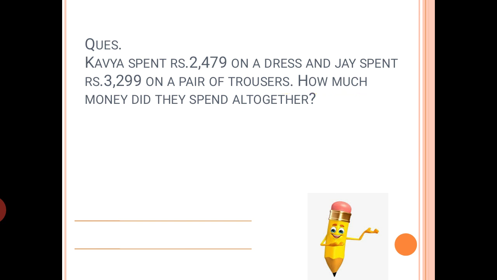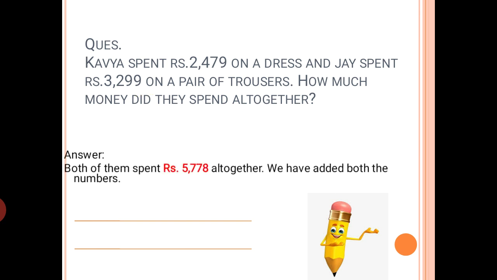So students, what you will be doing in this question? Kavya has spent this much rupees, Jay has spent this much rupees, and you have to find the total of how much money they spent all together. Whenever the words all together come, it means you have to add to find the sum, to find the total. So how can we add? If you are using the expanded form, we can just expand these two numbers and then add like we have done before.